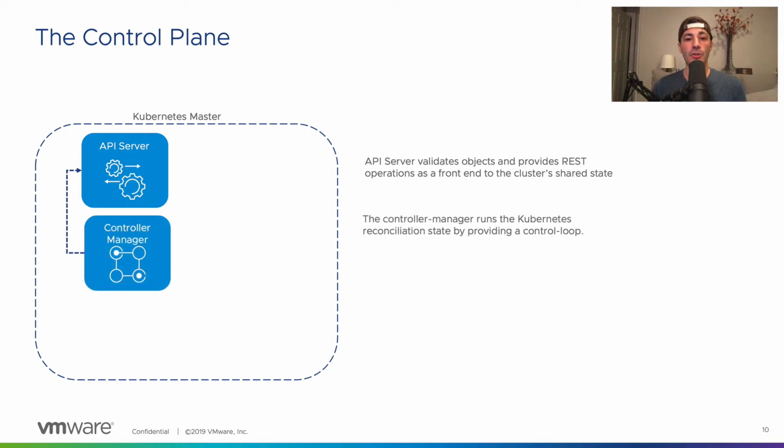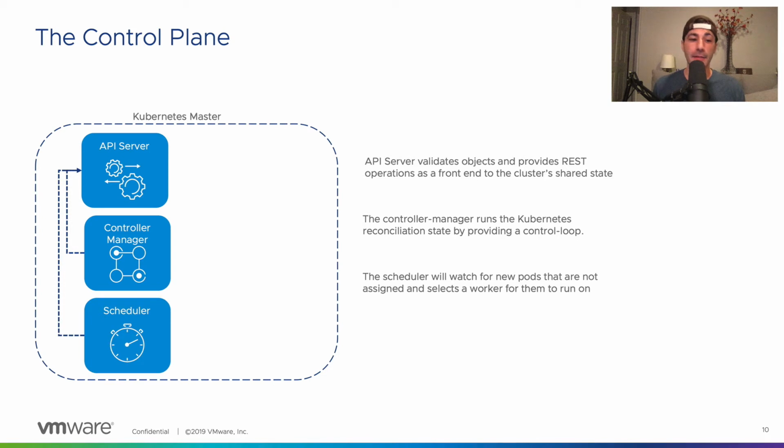Next I've got the controller manager. The way that Kubernetes works, it runs on a desired state. As a user, I say I want X amount of these running, and the controller manager provides a control loop that continuously tries to provision or make sure that Kenny has X amount of things running until it's at the desired state he wants. So that's where the controller manager comes in. Next is the scheduler. As you can imagine, this looks at what available resources are out there, and it will say, I can now deploy new pods, and I can watch for new pods that are not assigned. I can select workers to run them on as well.